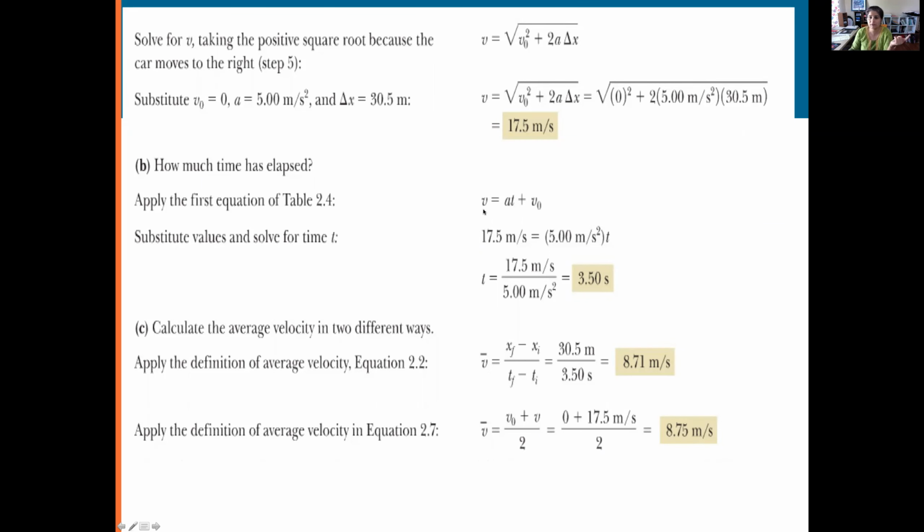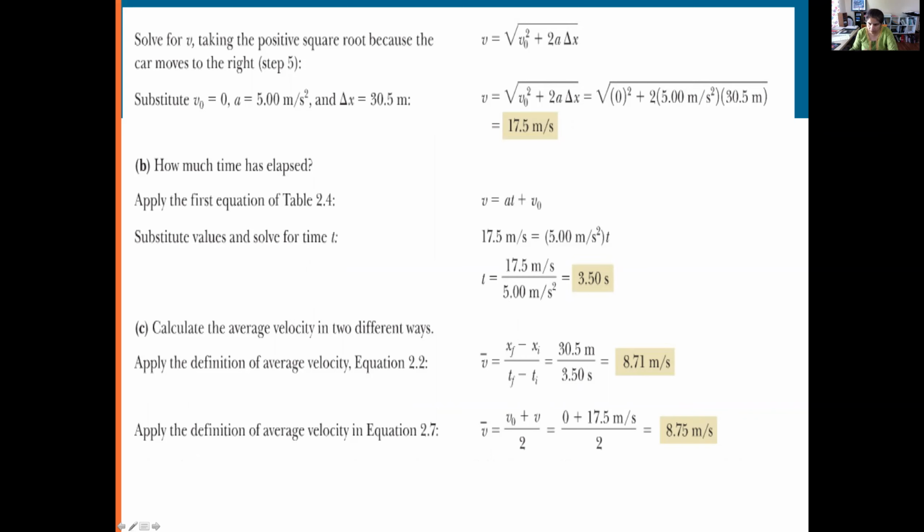Okay, so if we choose v equals v0 plus at, we do know the initial velocity, we know the acceleration, we can solve for time, and we know the final velocity. So we could indeed use this. Okay, if we plug in the numbers, we know the final velocity is 17.5, the initial velocity is 0, the acceleration is 5 meters per second squared, so we just need to solve for t. That's 17.5 divided by 5. It's going to give us 3.5 seconds.